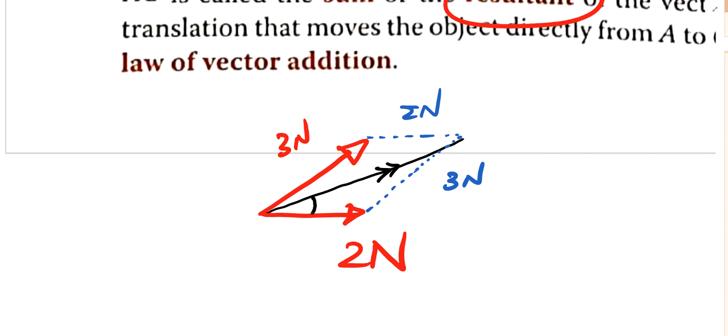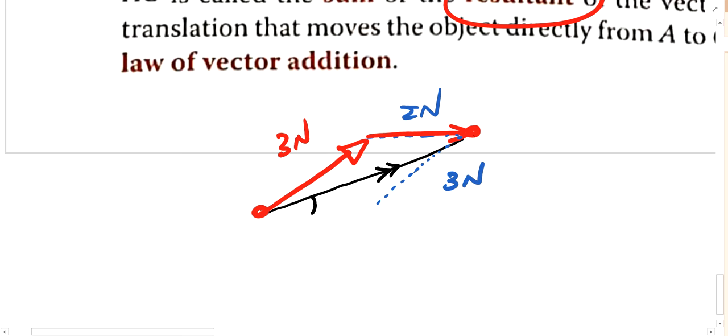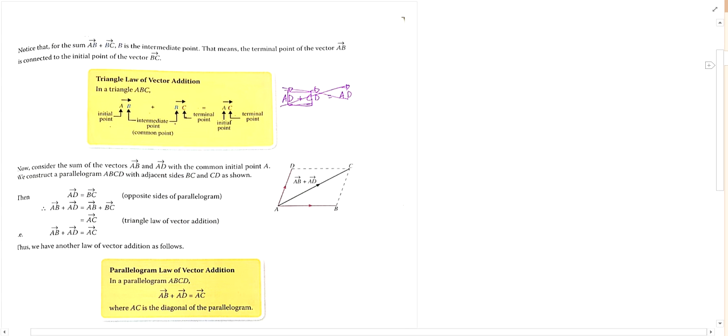This is called the parallelogram law of vector addition. The other way is simply to take these 2 Newtons at the bottom, and I move them up over here. Just move the 2 Newtons up, then I'm starting over here, I'm ending over here. Still the same black line. You see it? The resultant is still the same. This method is called the triangle law of vector addition. So these are the 2 of them. Okay.